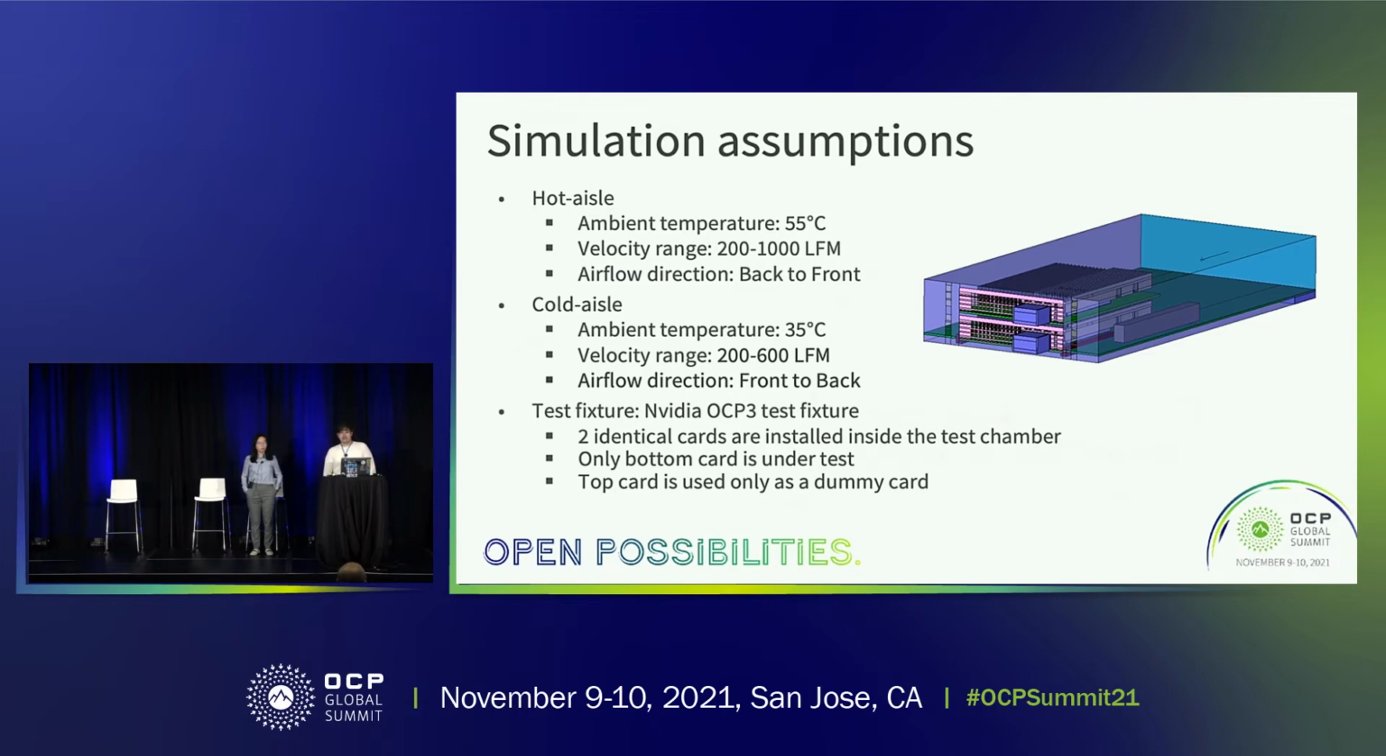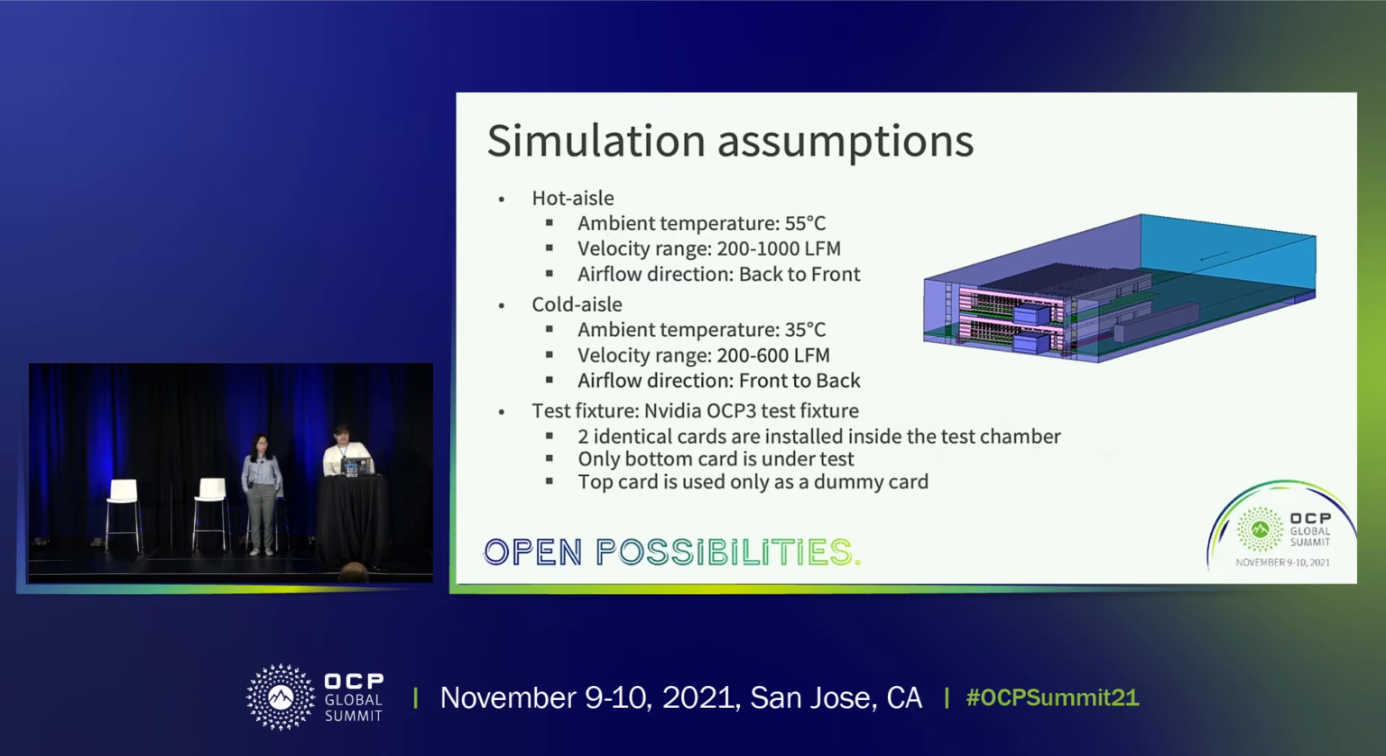In addition to hot aisle application, we also look at the cold aisle applications where we are basically looking at a lower ambient because of the placement of the NIC in the front end of the server. So it experiences the cold, fresh air. And other than that, the typical velocity range that we are seeing for these applications is somewhere in the range of 200 to 600 LFM with an airflow direction of front to back.